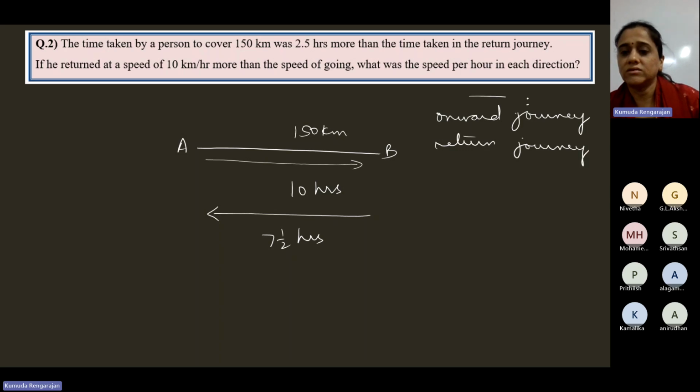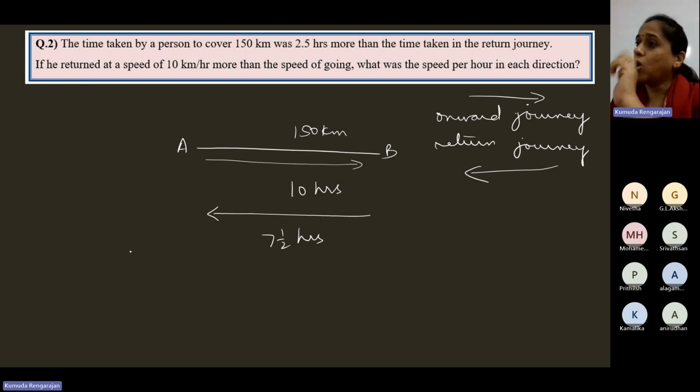Onward is going like this. Return is you're coming back. Where is the time taken more, onward journey or return journey? Onward journey, the time taken is more. He takes 2.5 hours more than the time he takes during the return journey.